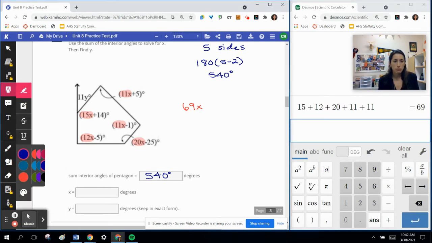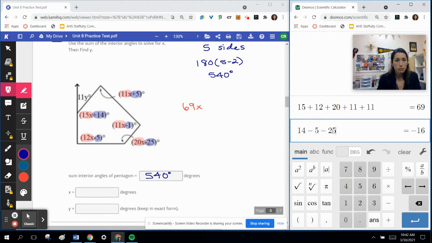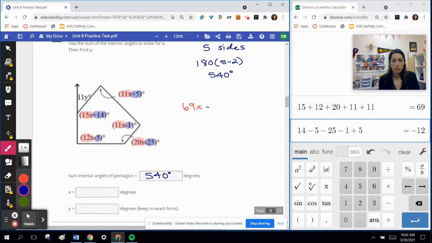And then let's go ahead and combine all of the other numbers here. So we'll combine our constant terms, 14, 5, negative 1, negative 25, and negative 5. So 14 minus 5 minus 25 minus 1 plus 5. That's going to simplify to negative 12. And we'll equal that to 540 degrees, because this is a pentagon. Pentagon is 540. Let's add 12 to both sides.